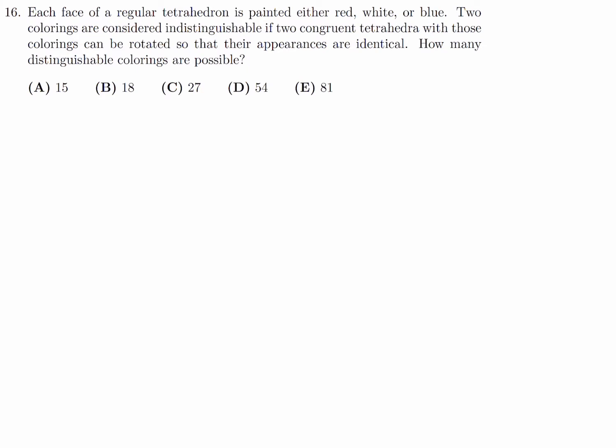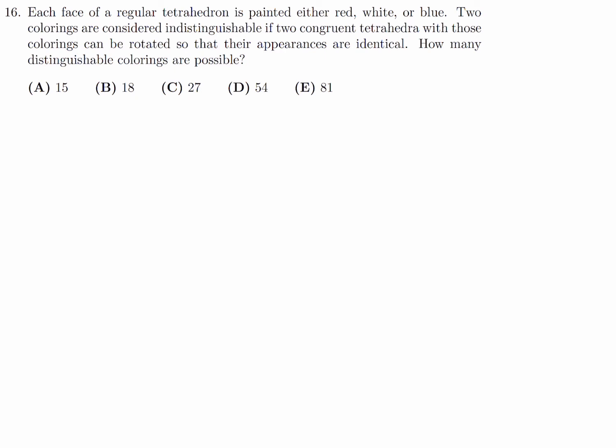Each face of a regular tetrahedron is painted either red, white, or blue. Two colorings are considered indistinguishable if two congruent tetrahedra with those colorings can be rotated so that their appearances are identical. How many distinguishable colorings are possible?